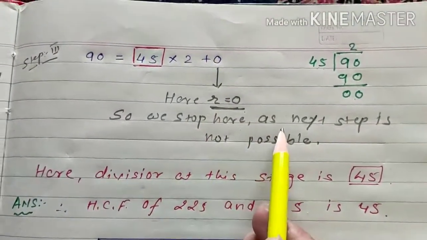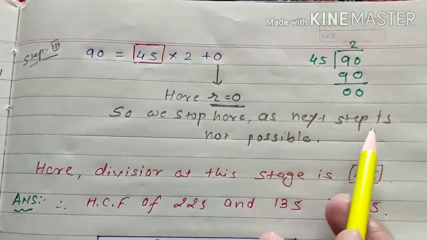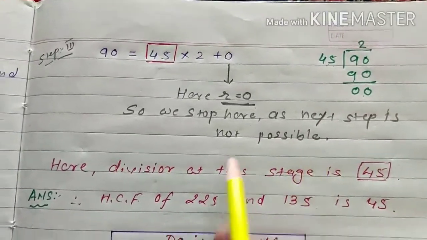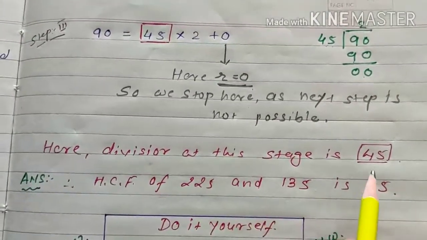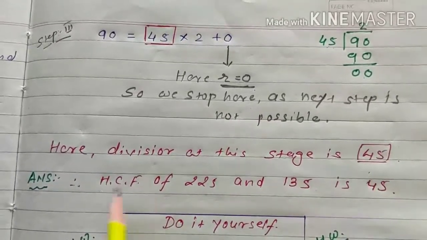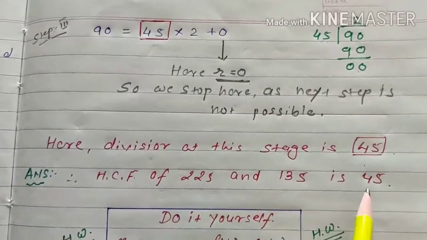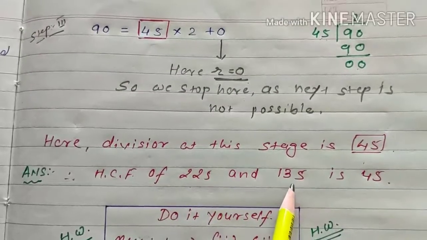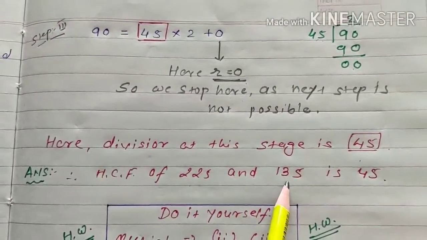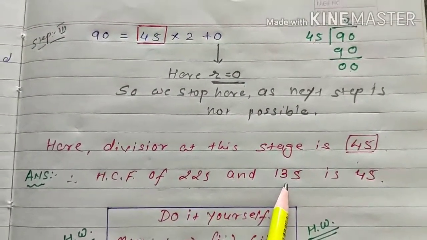So we stop here. Our next step is not possible. So here the divisor at this stage is 45. And the answer is 45 is the HCF of 225 and 135. Right?